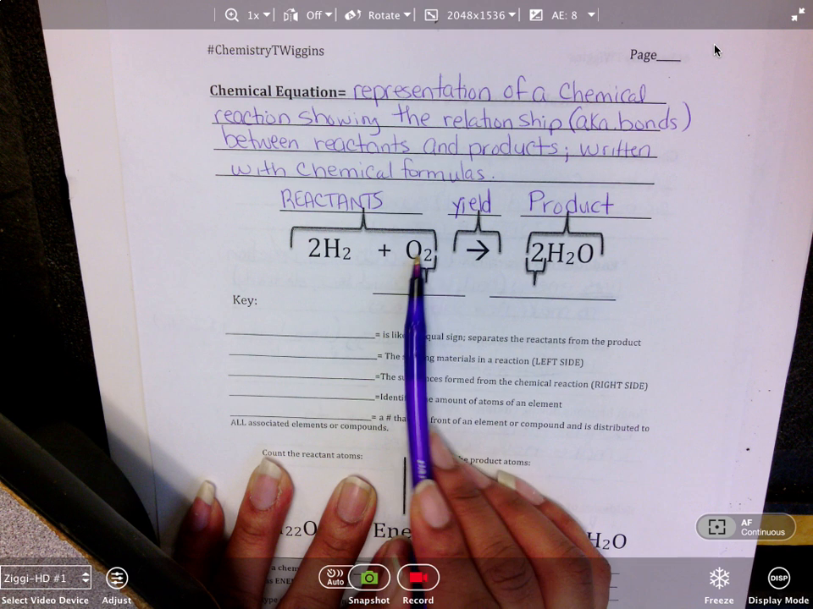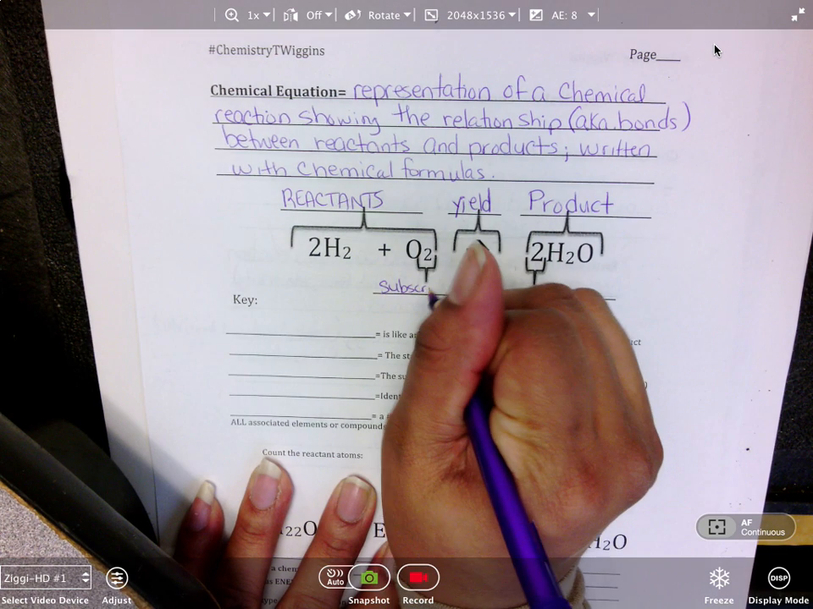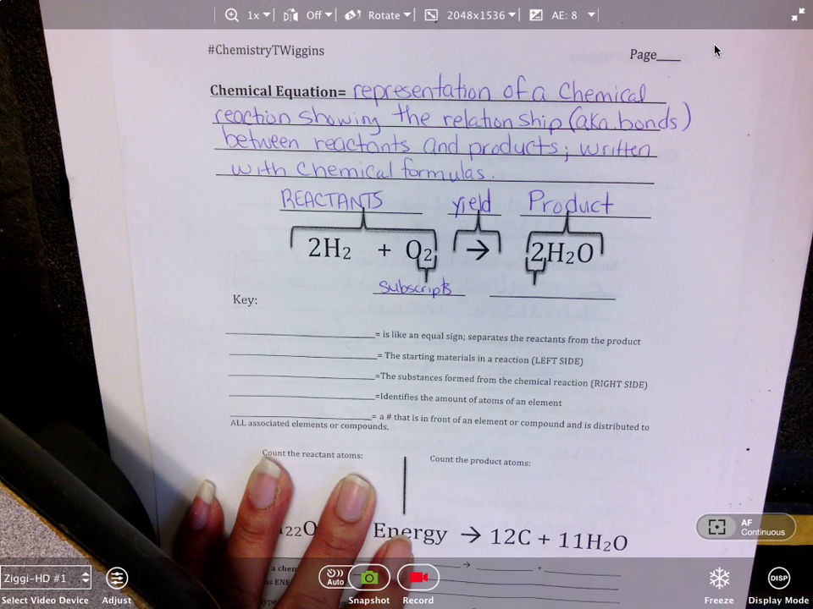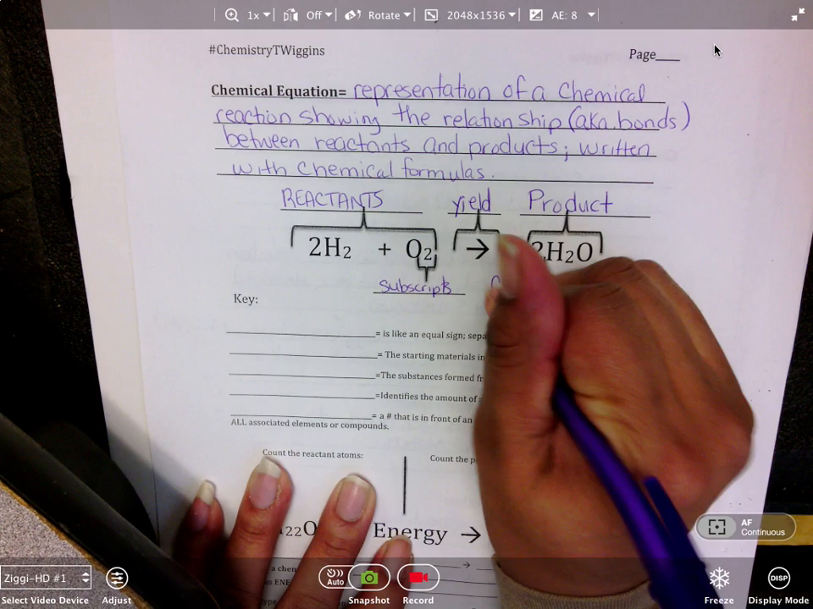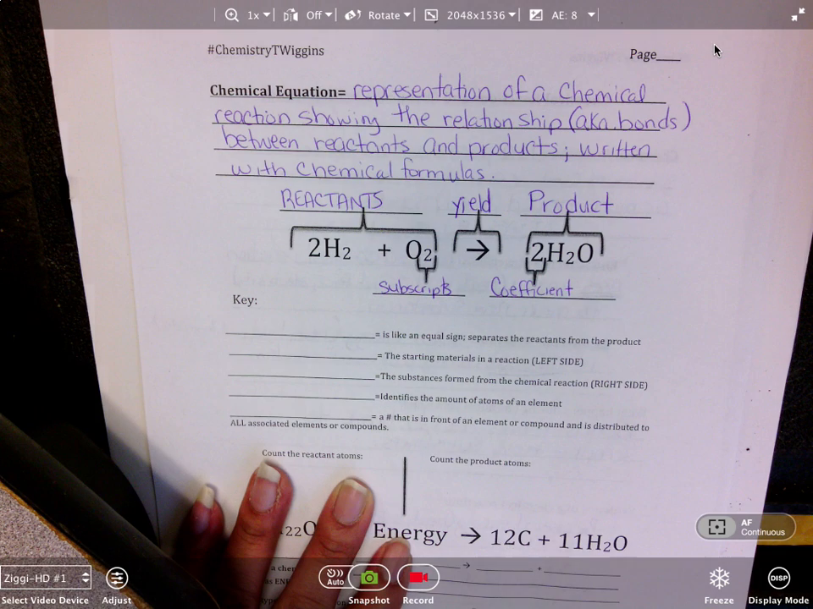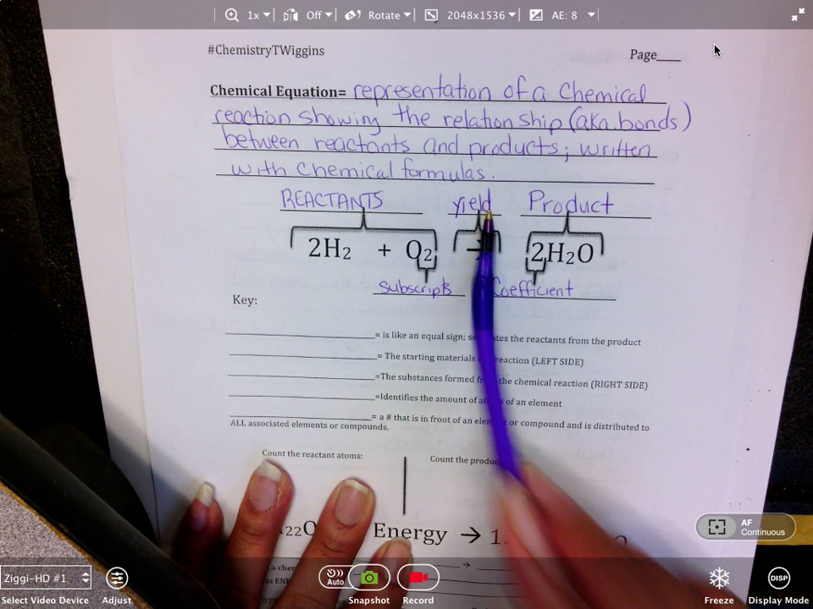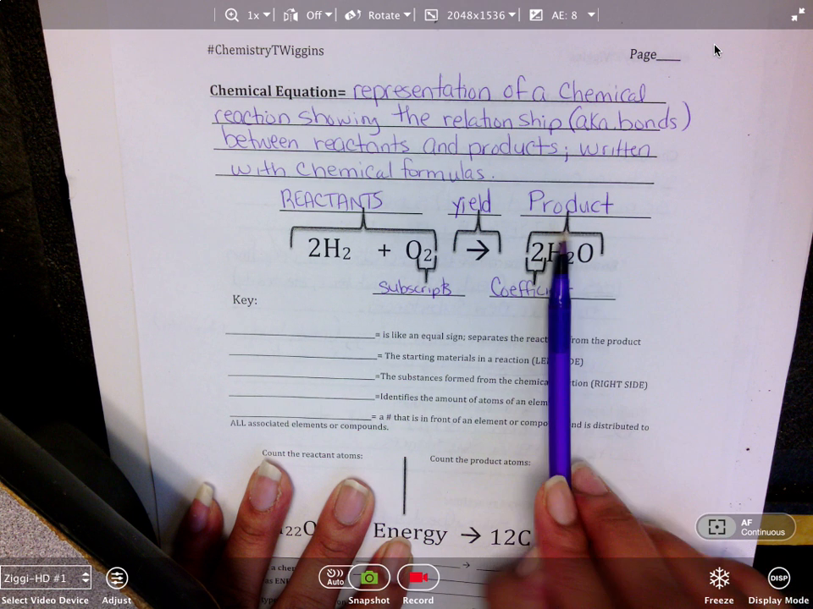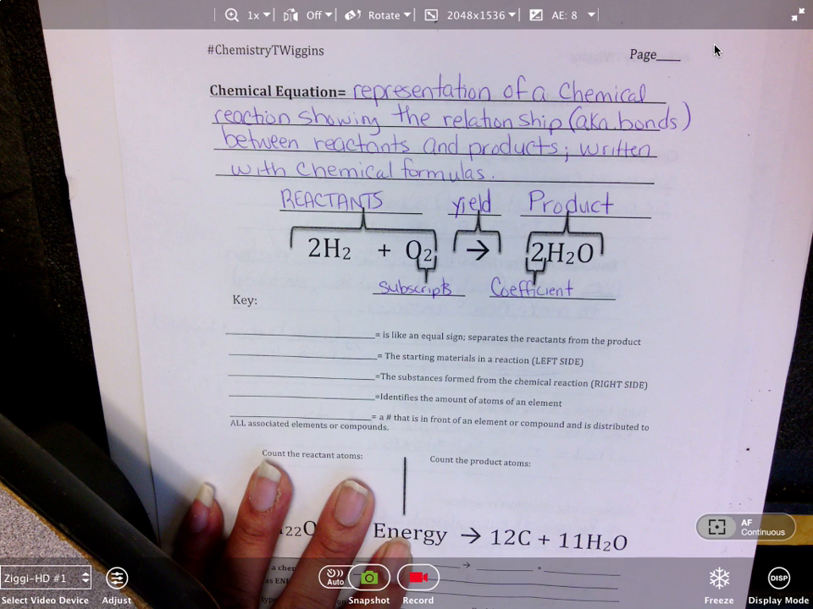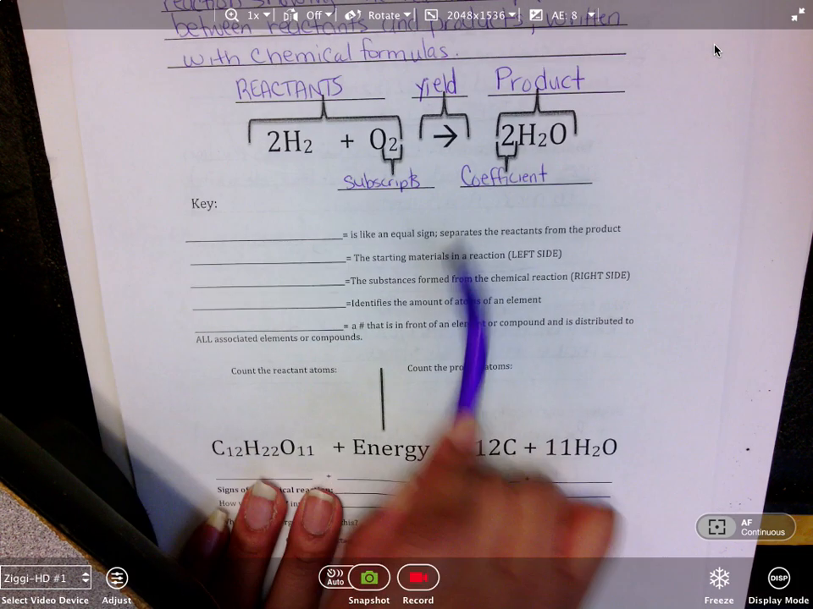The small numbers, who remembers what the small numbers are? Eddie. These are your subscripts. And the larger numbers that you see in the equation, Brian, these are your coefficients. You will be responsible for knowing how to identify a chemical equation. Reactants are always, always, always going to be on the left side. Products are always, always going to be on the right side. Even if bonds are broken. So even if there's a plus sign on the right, that is still going to be a product. Looking at your key, this is the key for this equation.